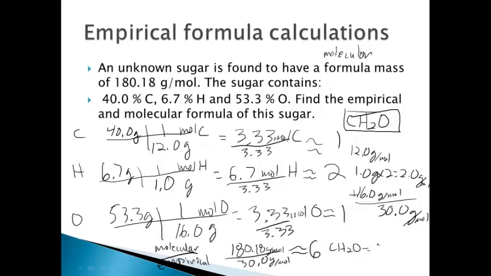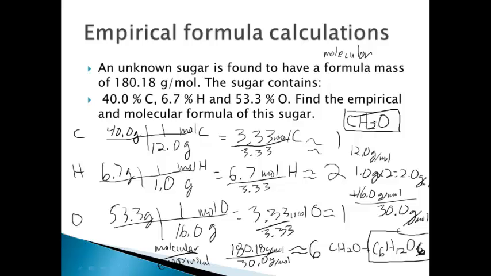So these are the subscripts: C6, because 6 times 1 is 6. H12, because 6 times 2 is 12. O6, because 6 times 1 is 6. So this is my molecular formula, C6H12O6.